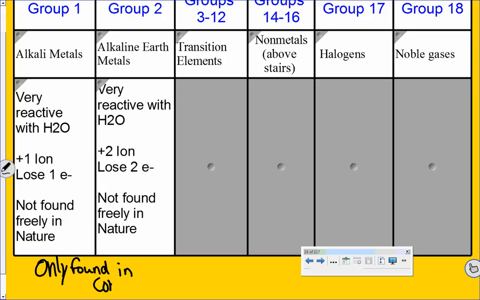in compounds. So they're just so reactive, they will always find something to react with, even just moisture in the atmosphere, in order to form a compound. They're just not going to stay in their elemental state.